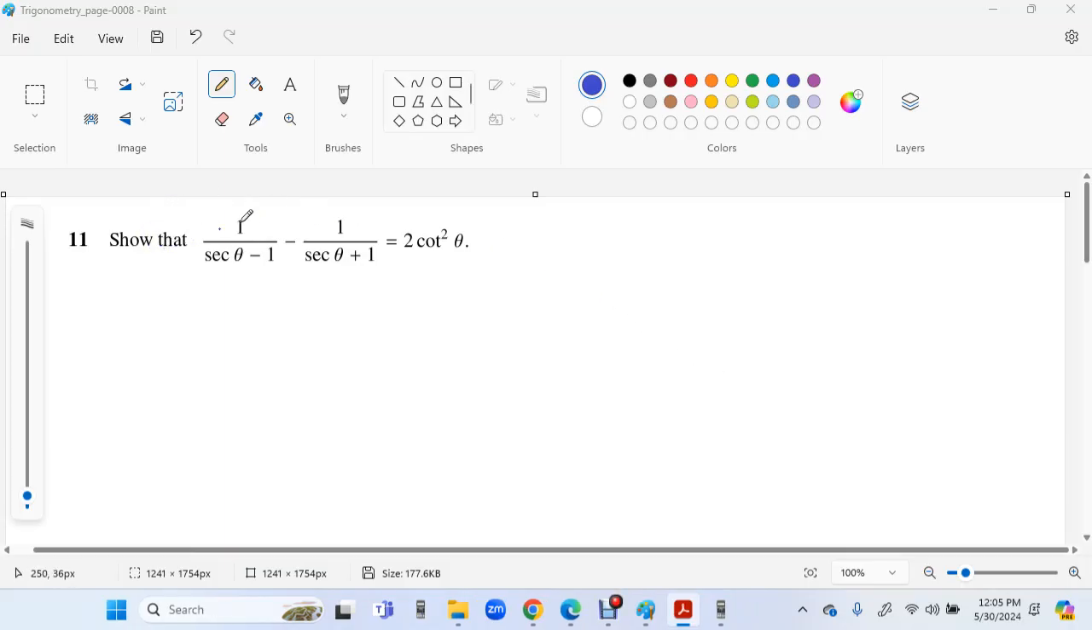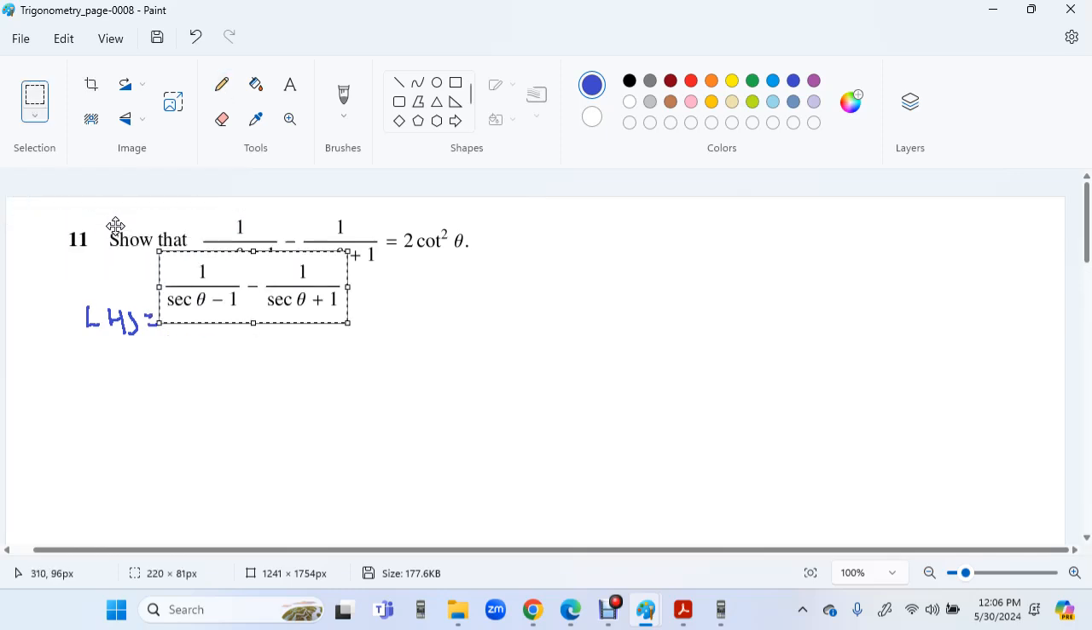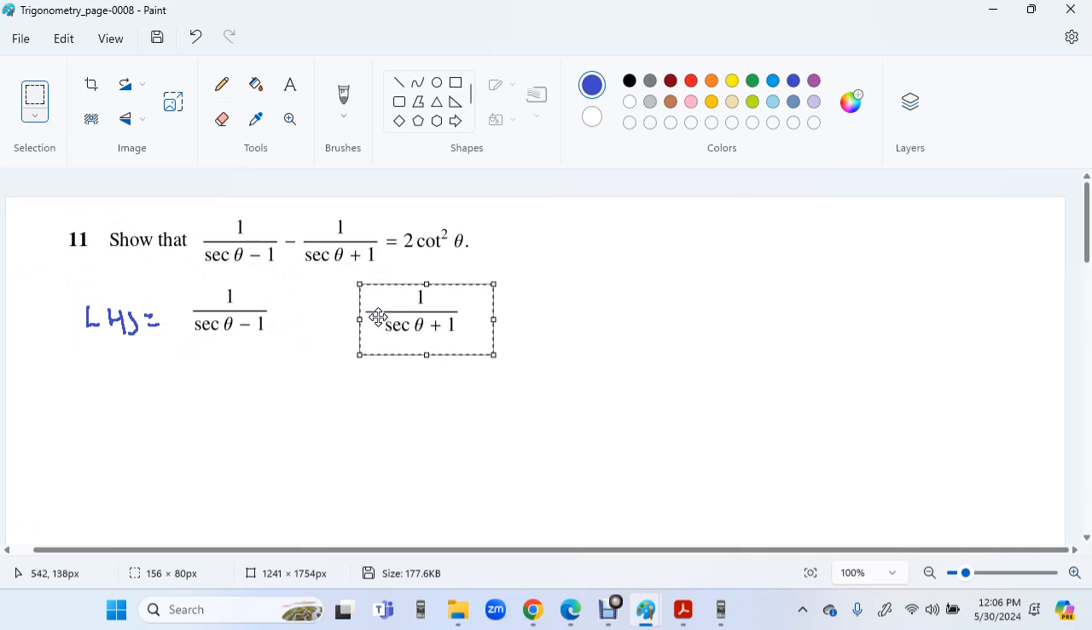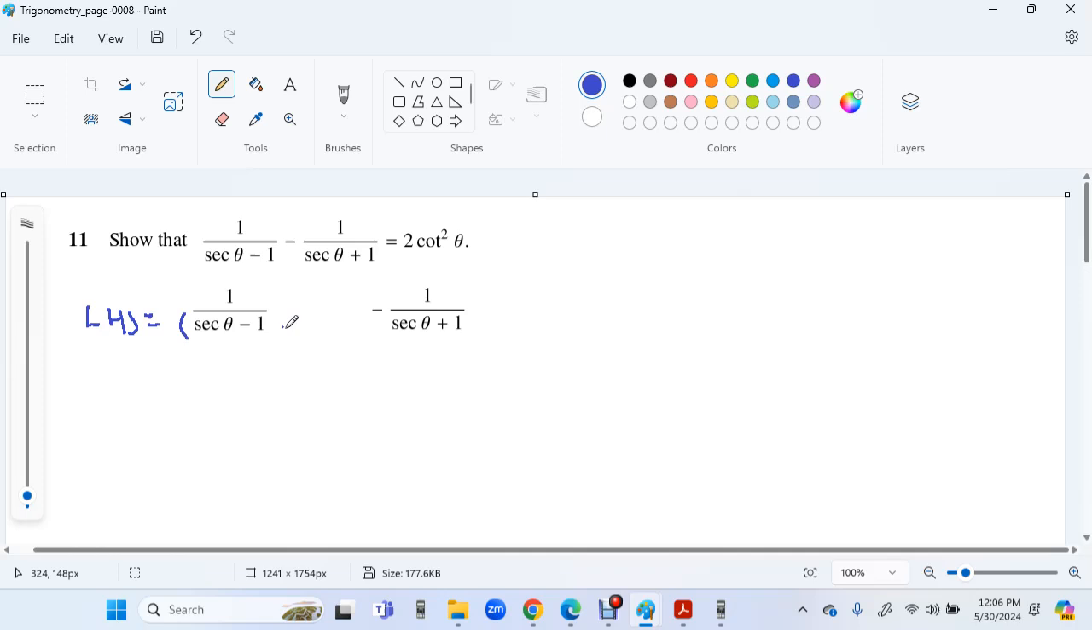Question number 11, we need to show that 1 over secant theta minus 1 over secant theta plus 1 equals 2 cotangent square. So for this question, we have the left-hand side is this one. The first step that we need to do is for the first term, we multiply with the secant theta plus 1. And behind here, we multiply with the secant theta minus 1.